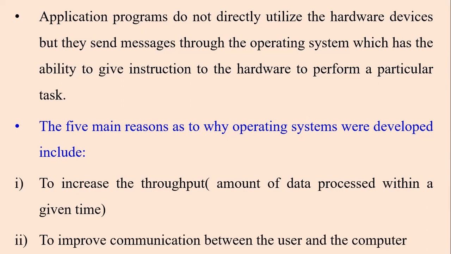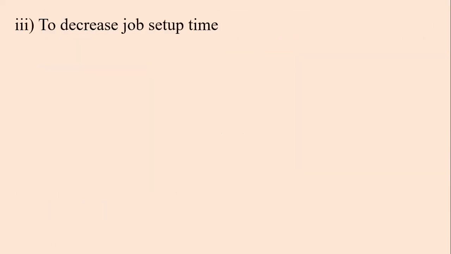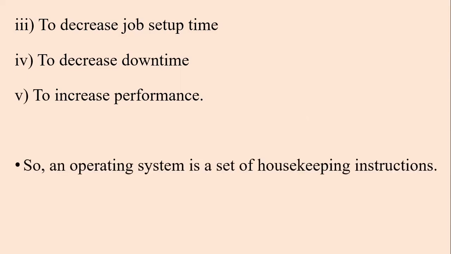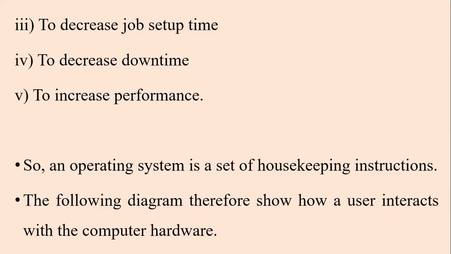Number two, to improve communication between the user and the computer. Number three, to decrease the job setup time. Number four, to decrease the downtime. And number five, to increase the system's performance. So, an operating system is a set of housekeeping instructions.